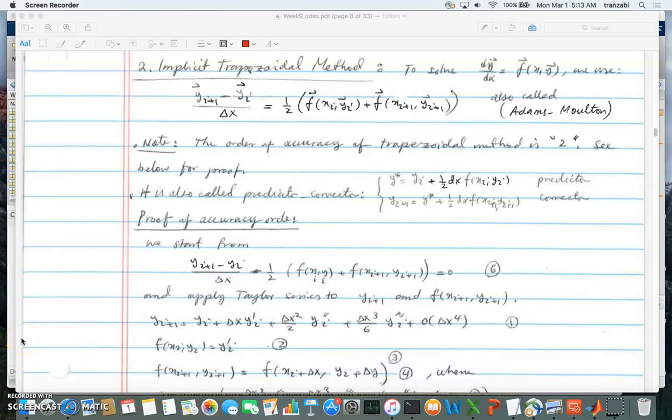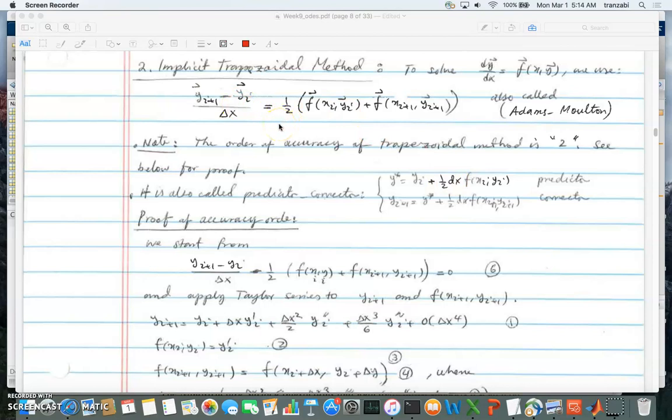Welcome back to CHE531. In the last video we talked about the implicit trapezoidal method, which is the same as Adams-Moulton method, and that is where we take the average of the derivative when we discretize the equation like this. So we talked about this already.